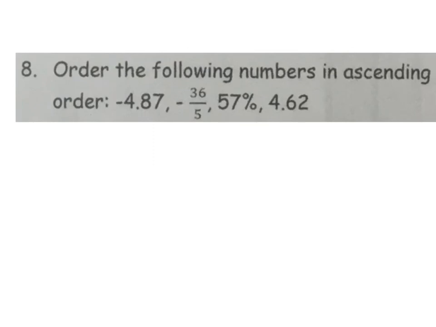Okay, number 8. Order the following numbers in ascending order. So remember, ascending order means we're going up. That's what that means. Let's get a better looking arrow in there. Ascending, going up. So that means it's from least to greatest.